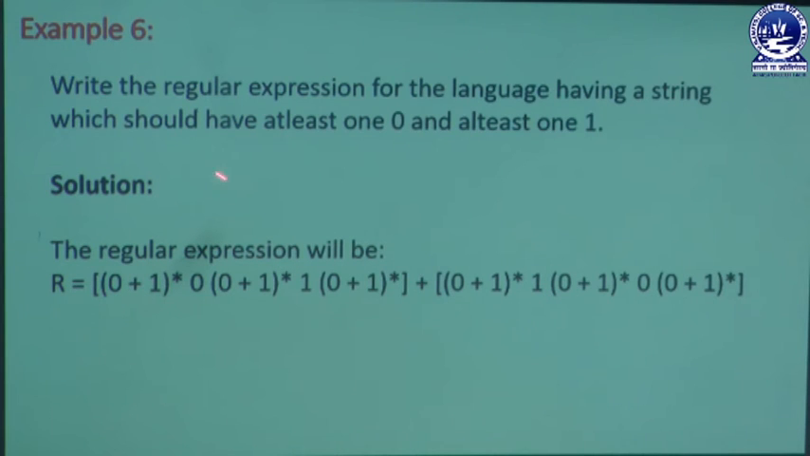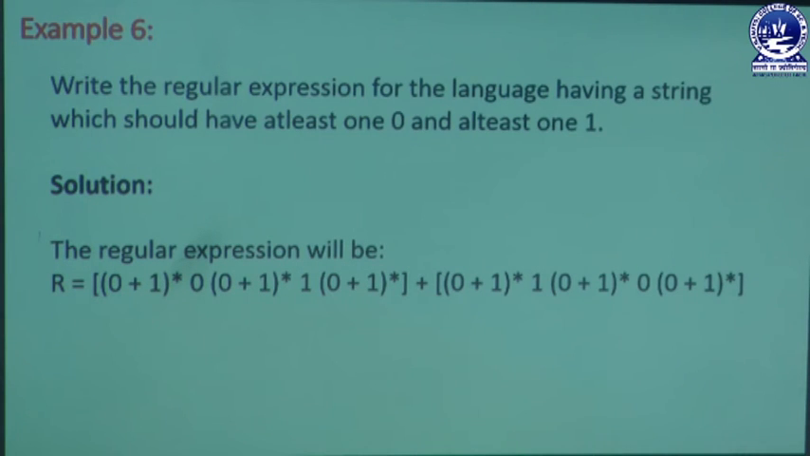Similarly, the question asks for a string which should have at least one 0 and at least one 1. In that case we get this kind of explanation and this kind of regular expression at the time of creation: (0+1)* 0 (0+1)* 1 (0+1)*.